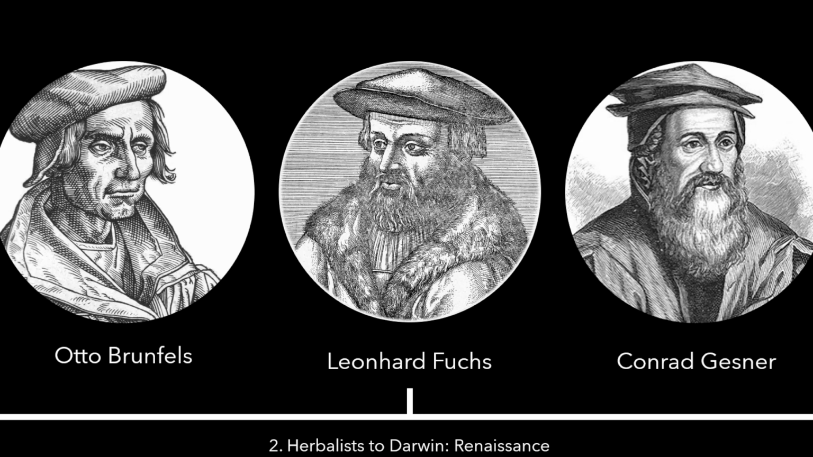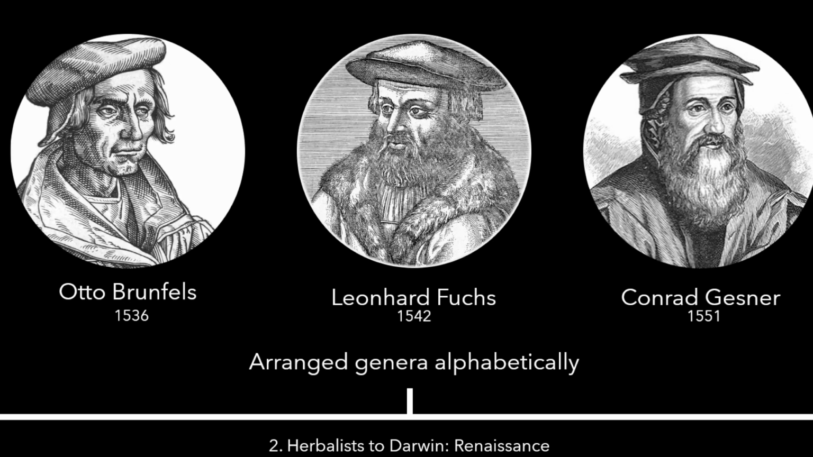So this period opened an unbiased way of looking at nature. This independence was reflected in illustrations, so yay for art, that were based on nature. These were illustrations by Fuchs and Brunfels. So we have these German botanists, Otto Brunfels, Leonhard Fuchs, and Conrad Gessner, and they arranged genera alphabetically. So that is their key contribution.